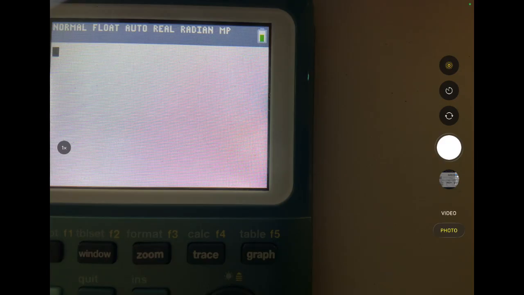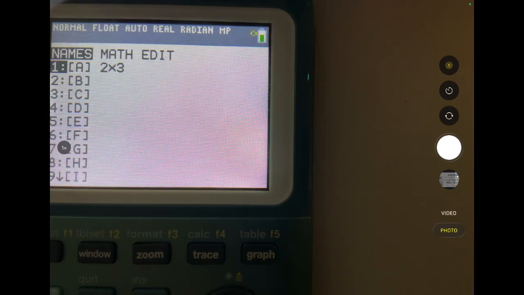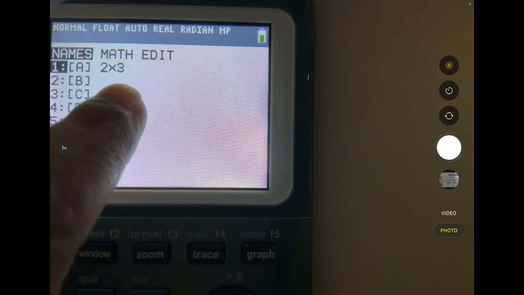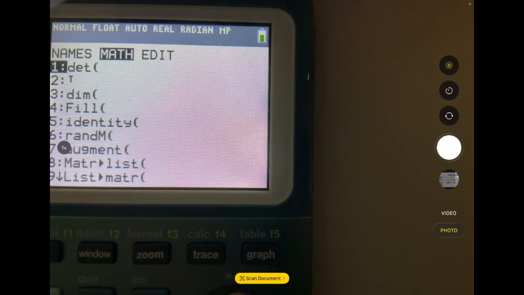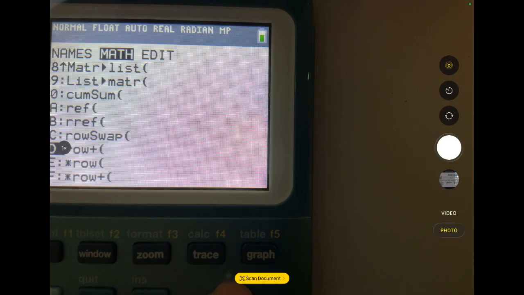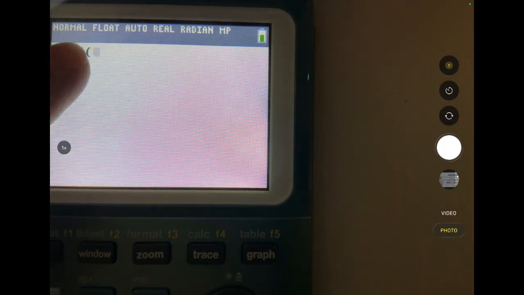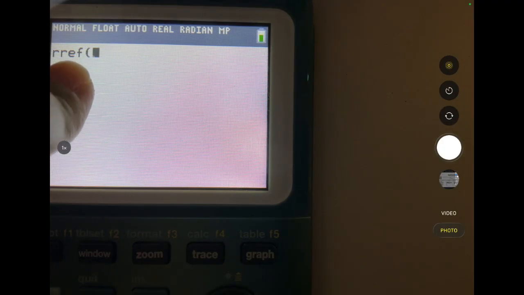Now we go back into matrix. We already did edit, so this time we move over to math. So you scroll up until you get to RREF, the one with 2 R's. Press enter 1 time. Very important, because if you press it twice, you got to start over. 1 time. So right now your screen should just say RREF, the one with 2 R's.